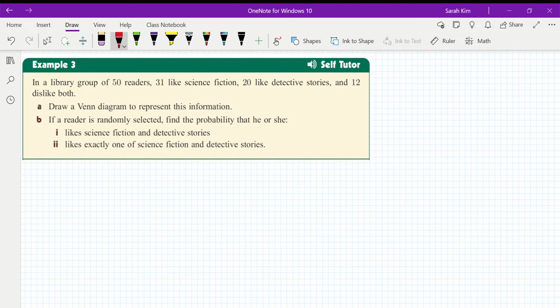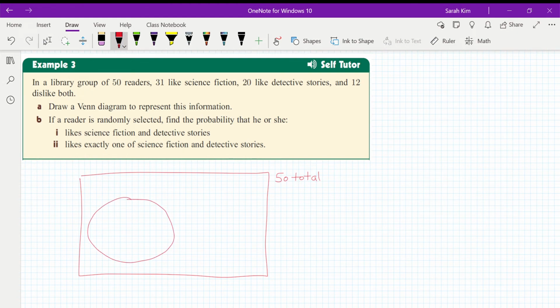Alright, so in this question, there's 50 readers in total, so I'm going to draw a big box with 50 total on the side. And then you've got to draw 2 circles that represent science fiction and detective stories. Science fiction is S, detective story is H. So what we want to do is write 3 equations that represent the situation and solve it.